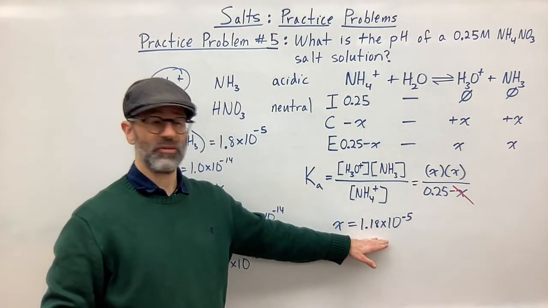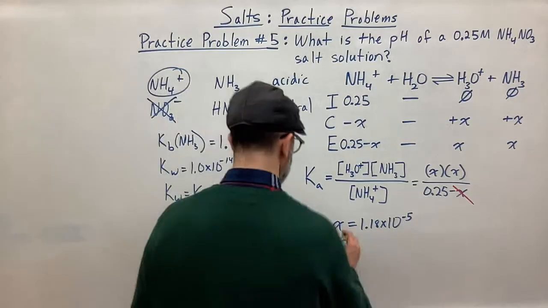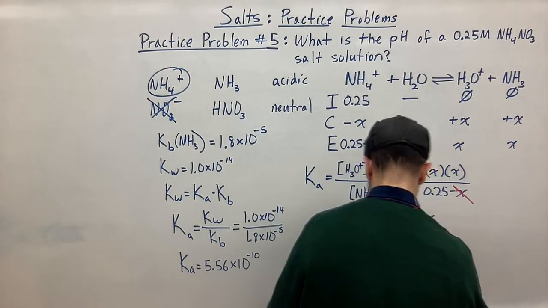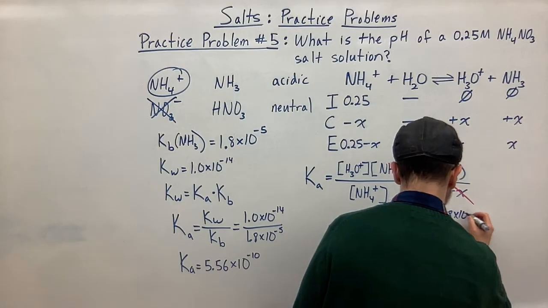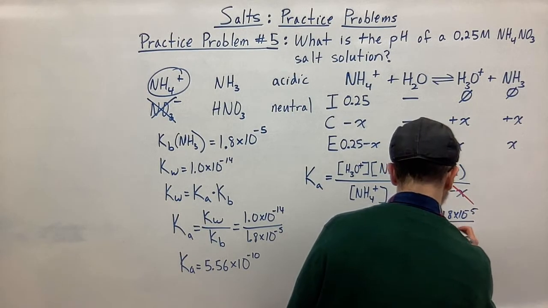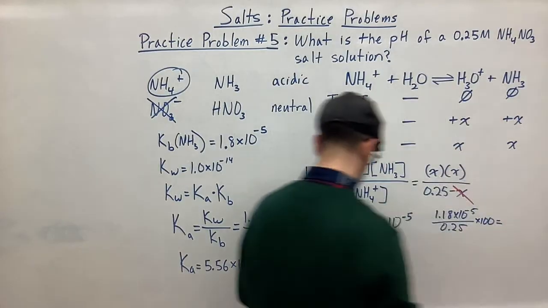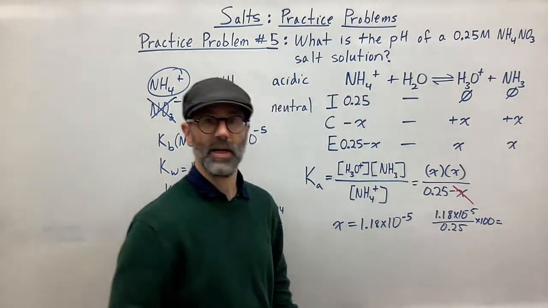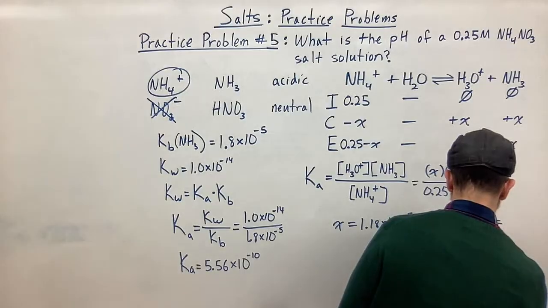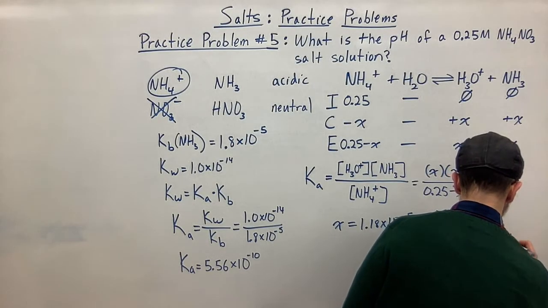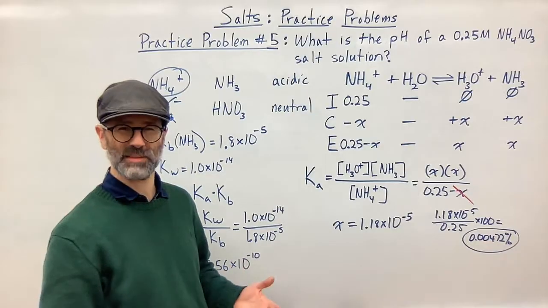Then to do your 5% rule, you take your X value, the 1.18 times 10 to the negative 5, divide that by 0.25, which is your original concentration, and multiply by 100. And what do you get? You're going to get something that's less than 5%, but let's calculate that out. And we get 0.00472%. So that's much less than 5%. So we're in the clear, as far as the validity of our X is small approximation.